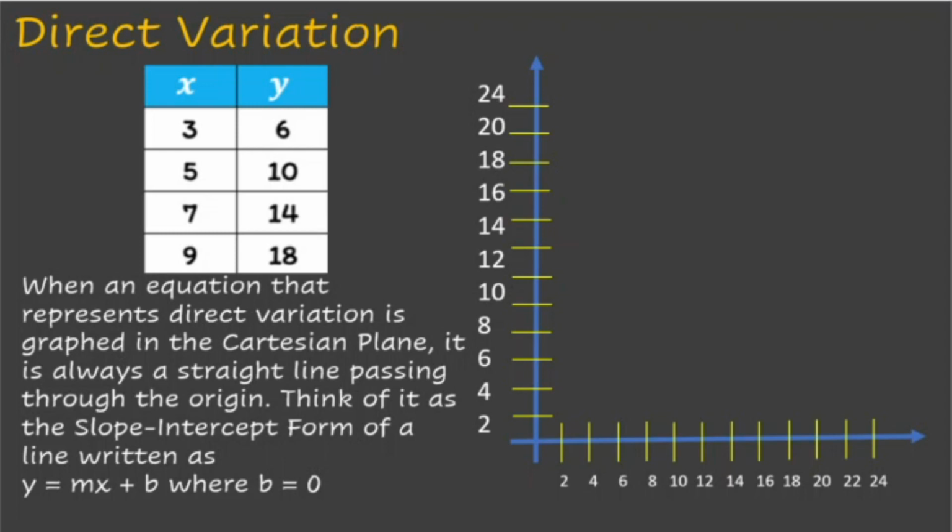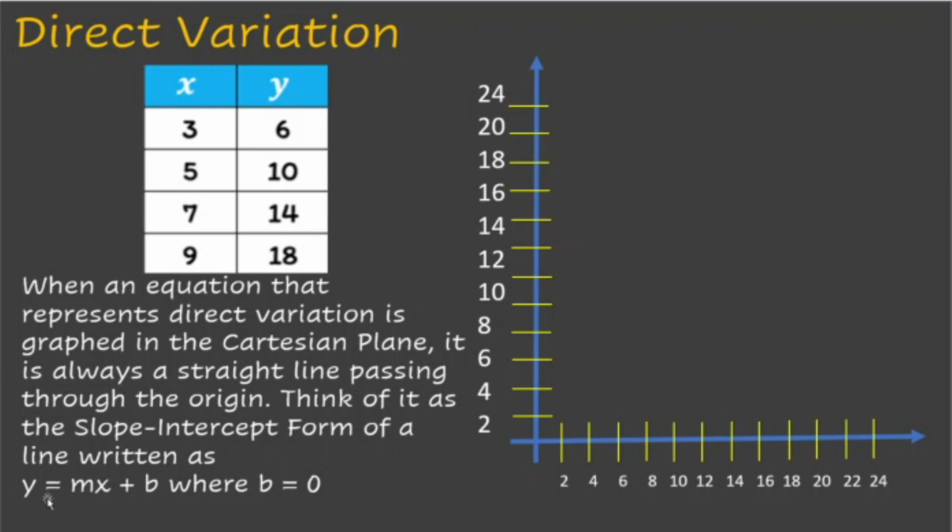So, same given, we have 3, 5, 7, 9 sa x with corresponding value on y na 6, 10, 14, and 18. When an equation that represents direct variation is graphed in the Cartesian plane, it is always a straight line passing through the origin. Okay, so dapat straight line siya. Think of it as the slope-intercept form of a line written as y is equal to mx plus b, where b is equal to 0.